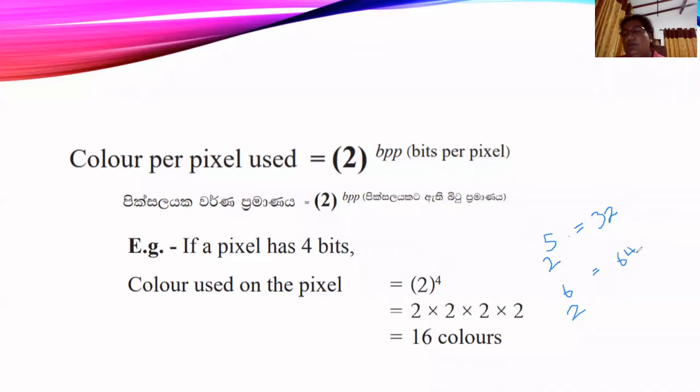My next question goes to Dinesh. If there are 10 bits in a pixel, how many colors are in that pixel? 1024. Yes, 2 to the power 10. Yes, your answer is correct. 1024. Very good, Dinesh.